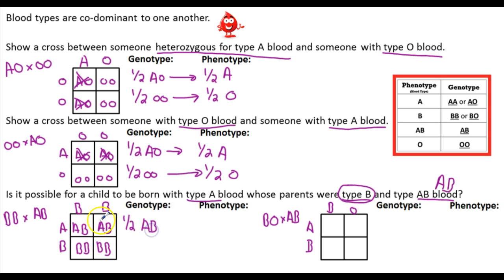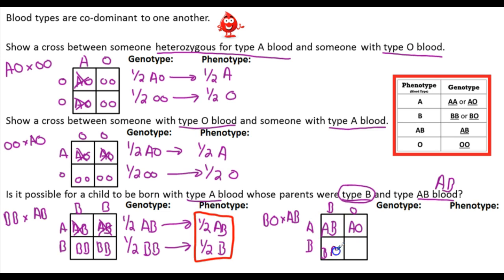And this first cross here, half of them will be genotype AB, and half of them will be genotype BB. So this means half are AB, half are B. Remember, that is the phenotype. Okay, this one right here, when I do my genotype and phenotype counts, a quarter will be AB, a quarter will be genotype AO, a quarter will be BB, and a quarter will be BO. Forgot to write the O there.